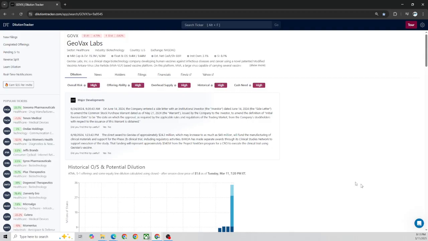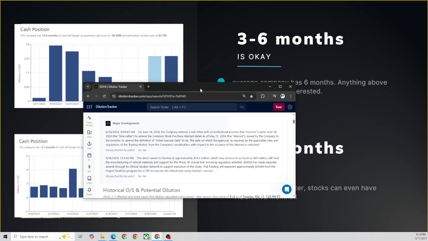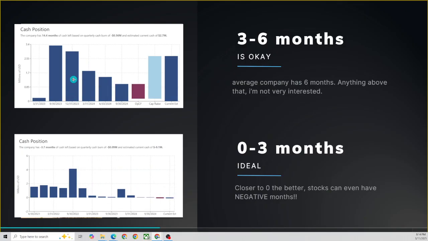So Dilution Tracker, what I'm looking for is the company's cash position. I like to find stocks that have 3 to 6 months of cash, which is okay. Anything above 6 months, I'm not interested. Wait, hold on. I'm going to continue, and then I'll ask a question. The ideal is 0 to 3 or even negative.